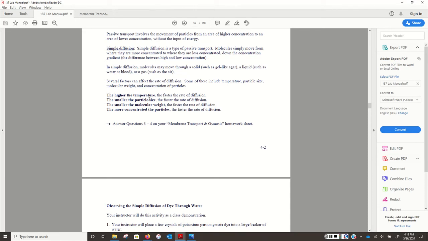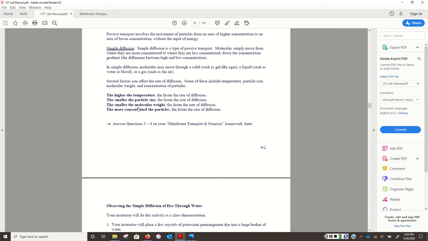The next two kind of go hand in hand. The smaller the size of the dissolved particle, and the smaller the weight of that dissolved particle. So really, the smaller something is, the faster the diffusion. And that's just because smaller things can move faster than bigger things. So smaller size and smaller weight both increase the rate of diffusion.